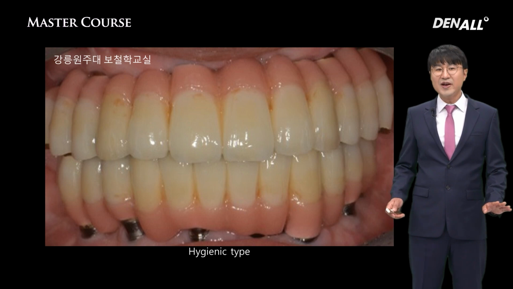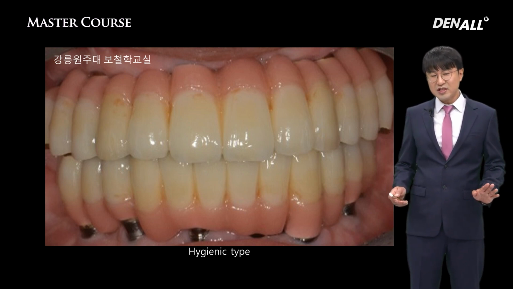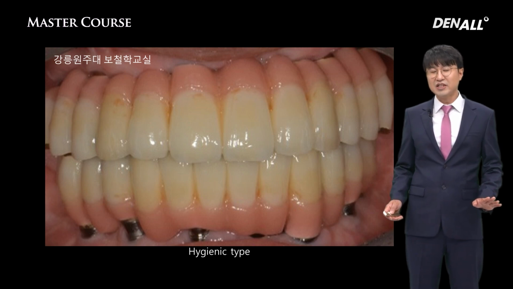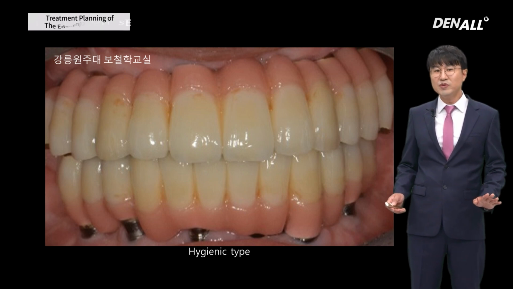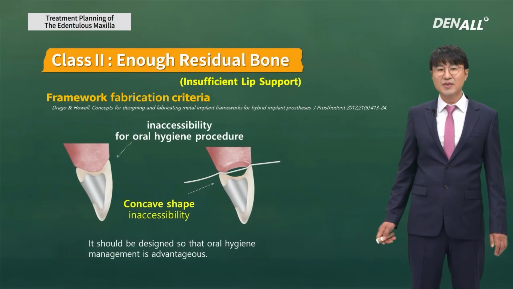If it's impacting the smile line, then of course the lost tissue area can be treated with pink porcelain, but if there's no impact on the smile line, then leaving it as an empty space could be better in terms of oral hygiene maintenance.